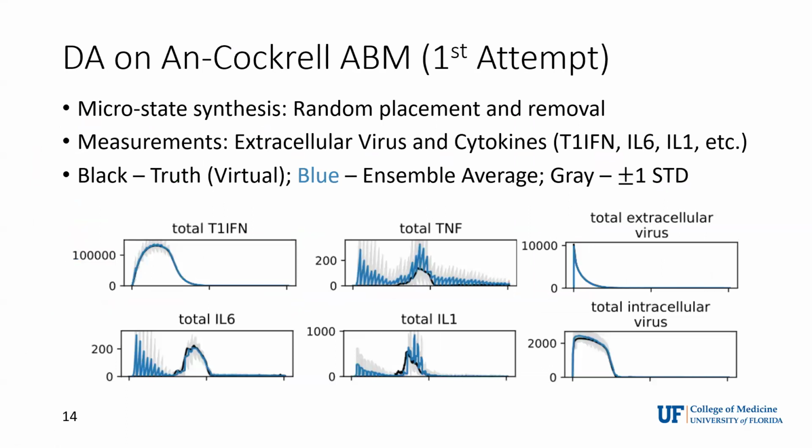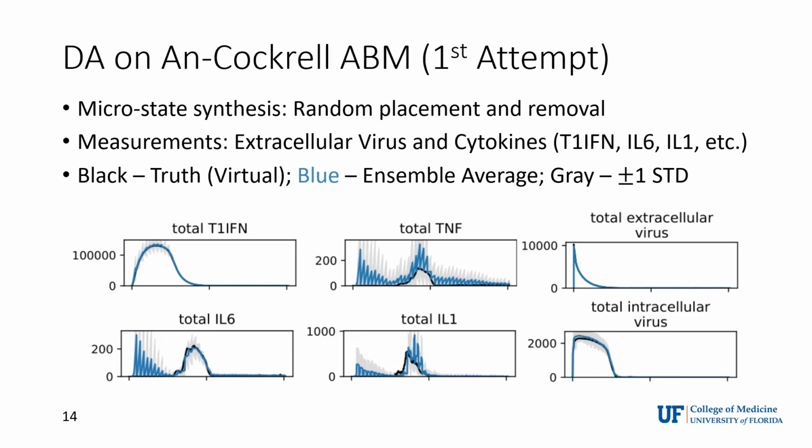And within this context, when we do this random placement and random removal, we don't do super well. I mean, we do well sometimes, but not super well. So the measurements are virus and cytokines. If you're not familiar with those, just think of them like these variables here. Here I'm only showing 6 of them. We actually have 60 some odd within the model, it just has a lot of variables.